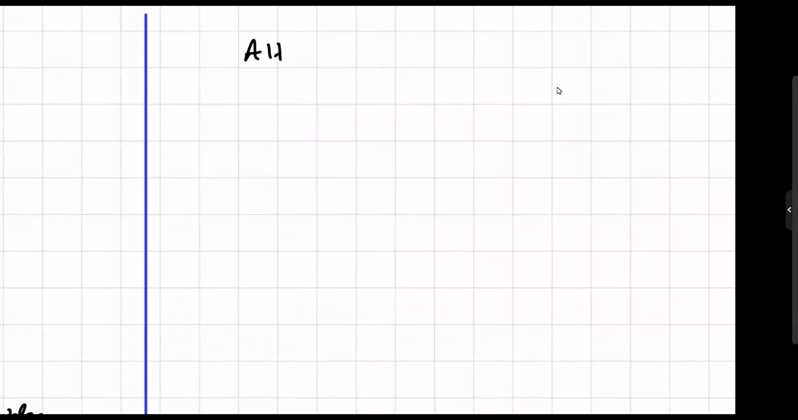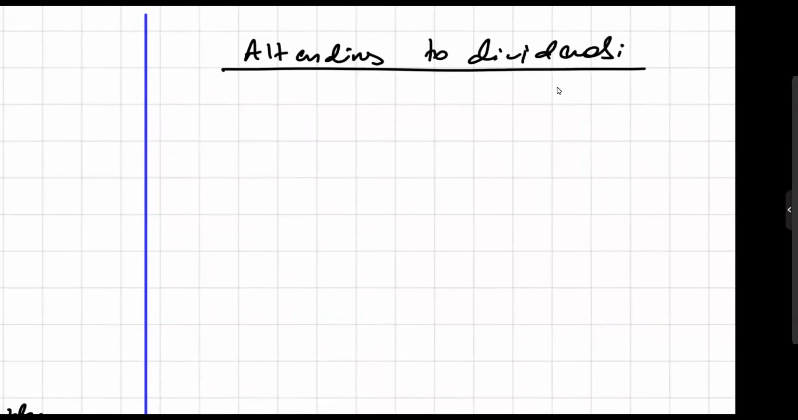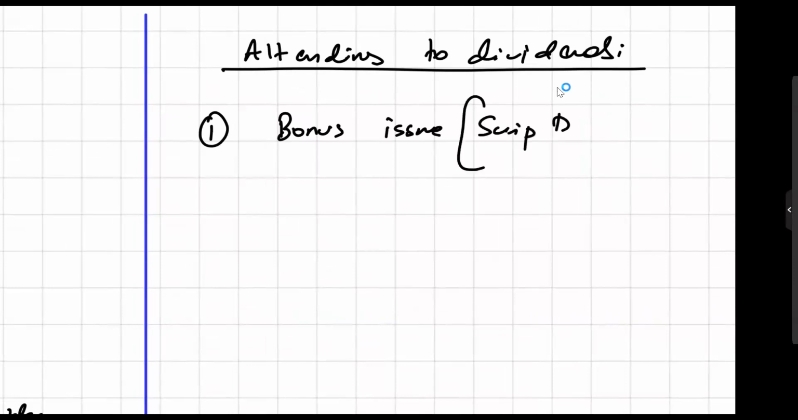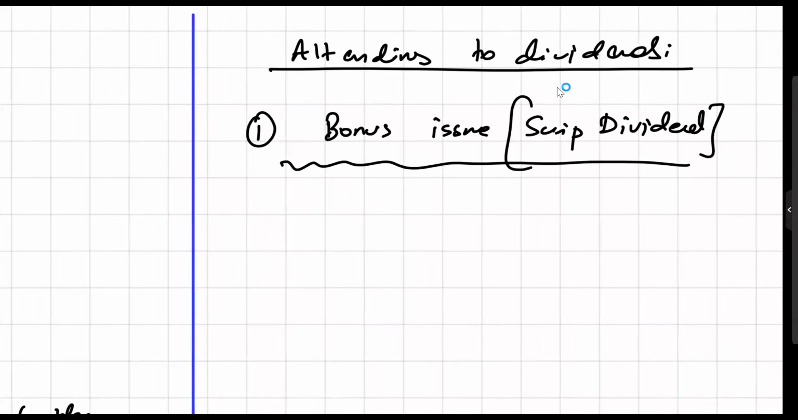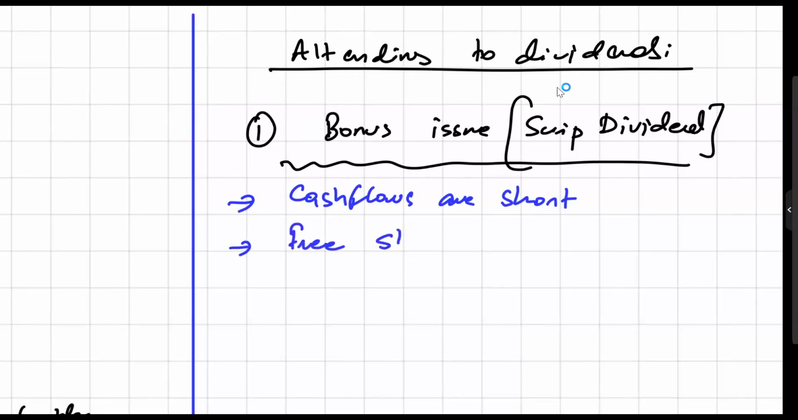Now, there are alternatives to dividends. What are these alternatives to the dividend? One of the alternatives to the dividend is the bonus issue, which we also call the scrip dividend. So at times a company might not have the cash flows available. So if the company is struggling for cash, what would the company try to do? The company would try to see that, okay, I am actually struggling for the cash, and the shareholders want a dividend. So just give them free shares. Just give them free shares. If they want something, they can sell the shares.